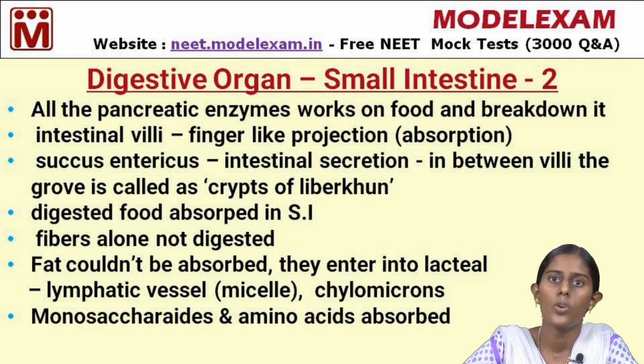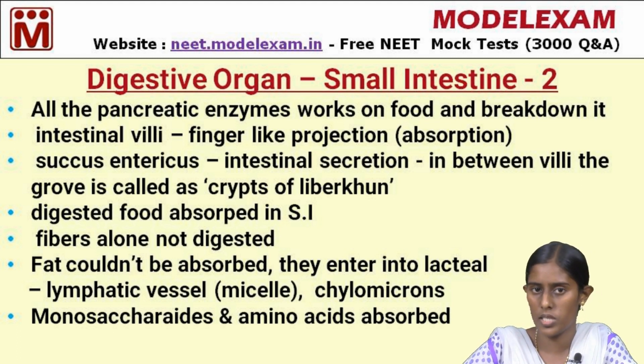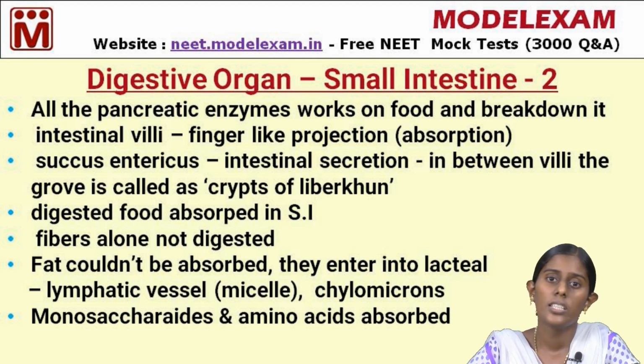What does essential mean? We should take in these amino acids from our food. The next 10 are the non-essential amino acids. Non-essential amino acids mean they can be synthesized in our body itself.